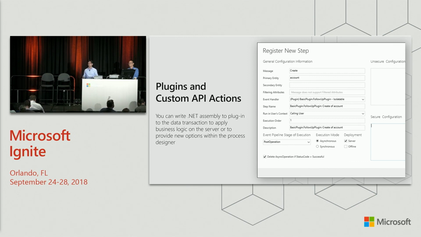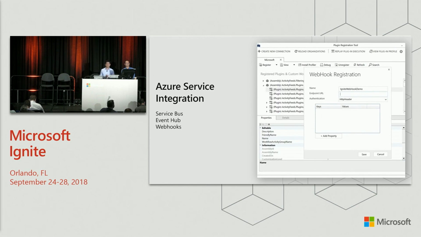The next one is Azure Service Integration. In the Azure Service Integration piece, you can have code running as part of the plugin which knows how to integrate with the service bus and other Azure capabilities. Event Hub, for example, has a plugin where you can pass your Dynamics execution context to the Event Hub, so that Event Hub can process the event and pass it on to the other services.